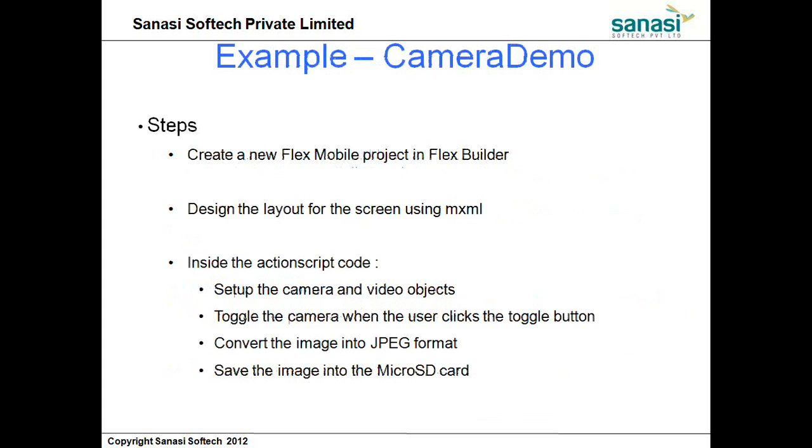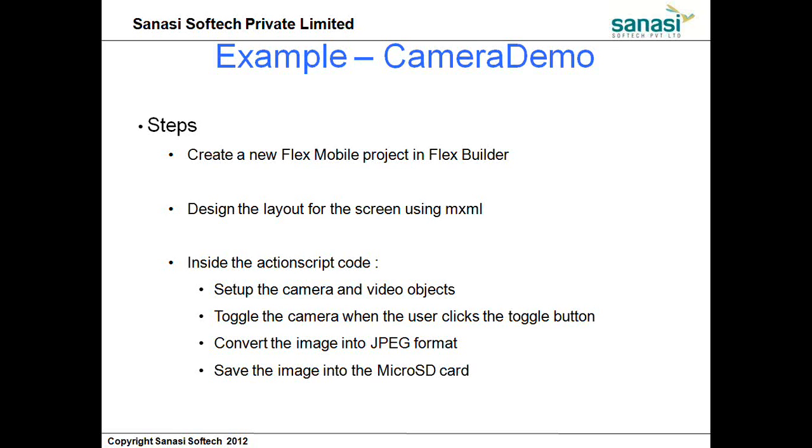All right, so now let's have a quick look at what we're going to try and do here. We are going to set up a new Flex mobile project in Flex Builder. Then we are going to, as usual, build the layout, and then write the corresponding ActionScript code for that particular layout. So inside the ActionScript code, what is the set of things that we are going to do? We are going to set up what are called the camera and video objects. Then we are going to write a bit of code that is going to toggle between the front and back camera when the user clicks on the toggle button, which you'll see a bit ahead.